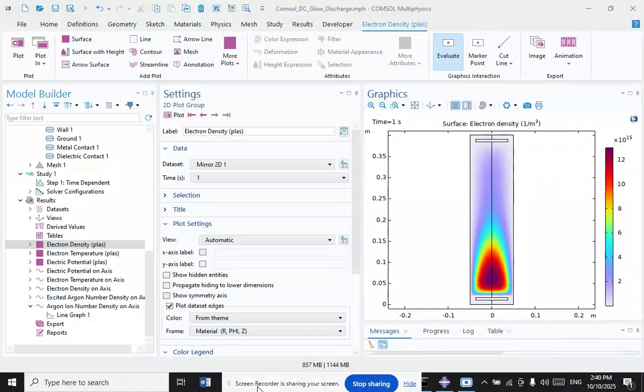DC discharges are attractive to study because the solution is time independent. The one-dimensional and two-dimensional models show how to use the DC discharge interface to set up an analysis of a positive column. The discharge is sustained by emission of secondary electrons at the cathode.